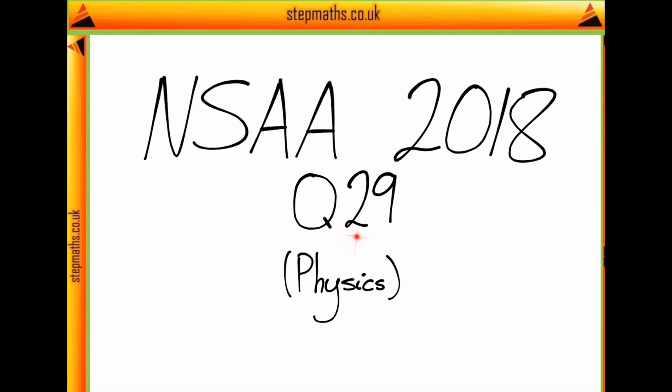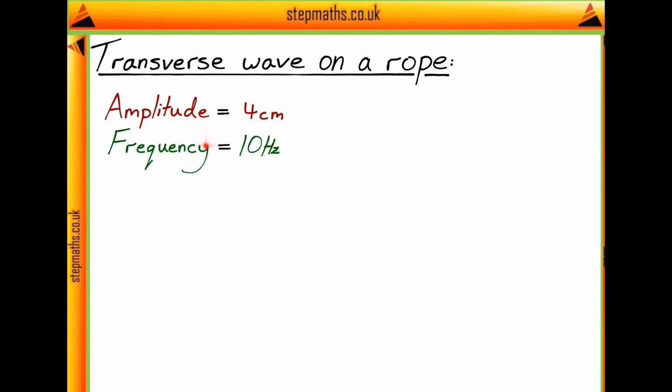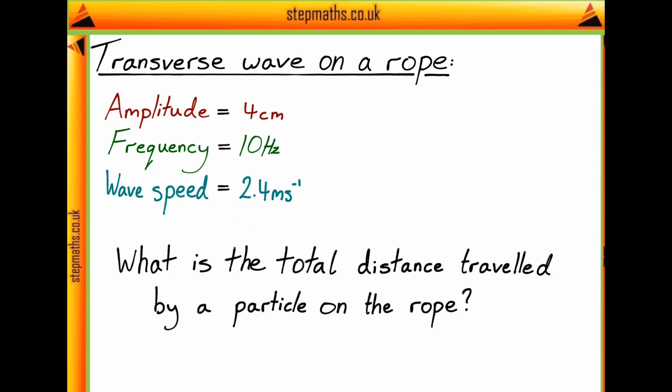Here we're going to look at question 29 from the NSAA 2018 paper. In this question, we're told that we have a transverse wave travelling along a rope. The question tells us that the amplitude of this wave is 4 centimetres and the frequency of the wave is 10 Hz. Finally, it tells us that the wave moves along the rope at a speed of 2.4 metres per second. The question asks, what is the total distance travelled by a particle on the rope?